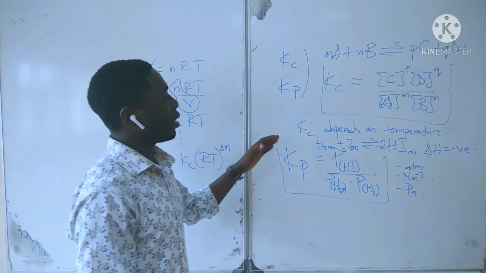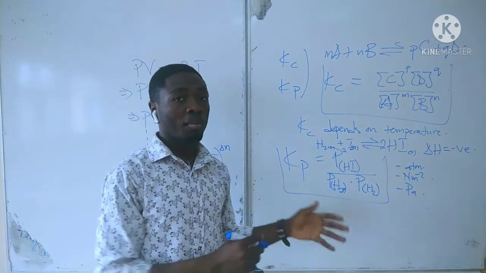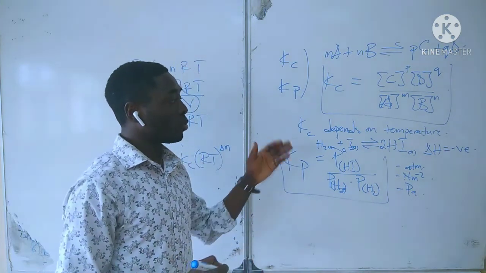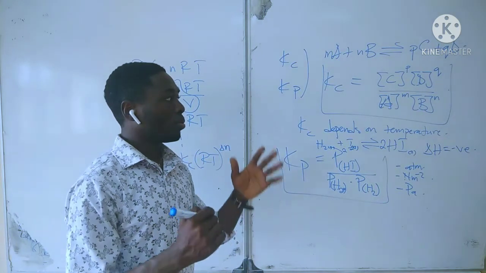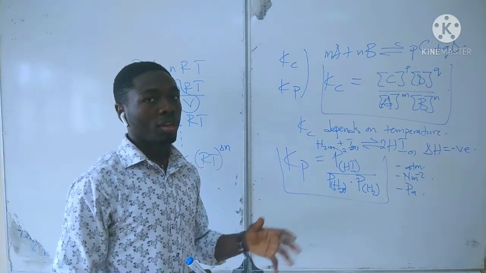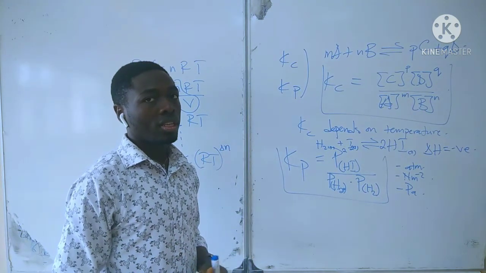With this video we have come to the end of chemical equilibrium. In the next video we are going to be discussing the other types of equilibrium, the ionic equilibrium and the others. Thank you very much for watching.